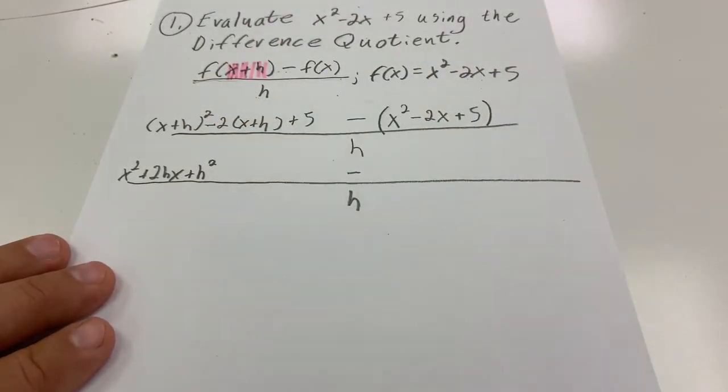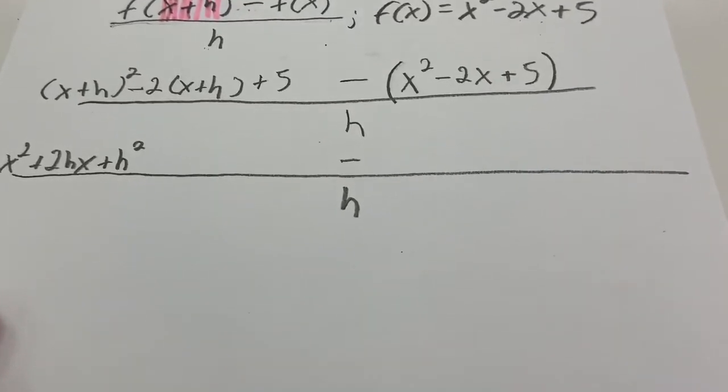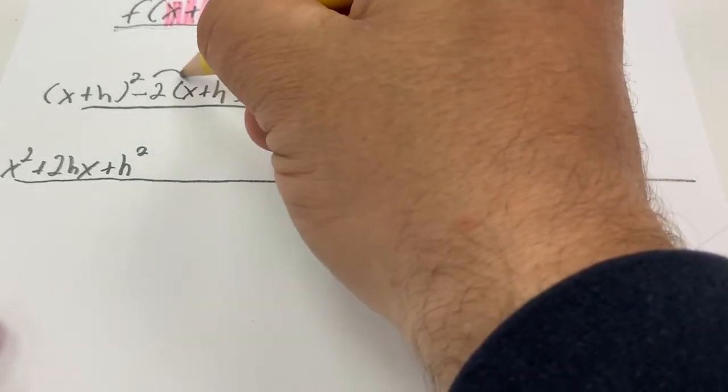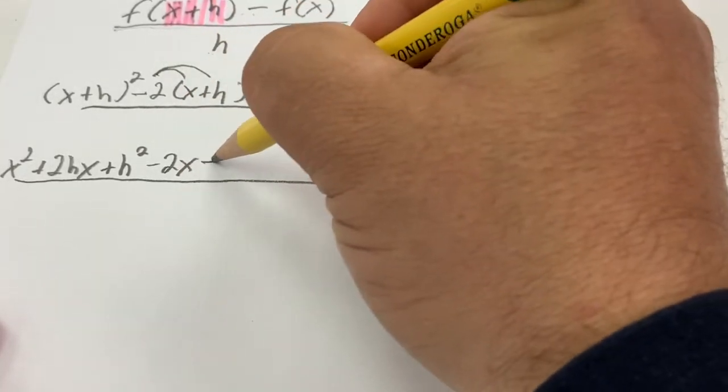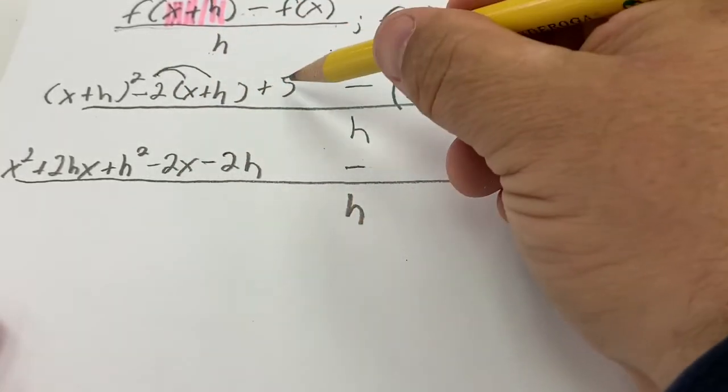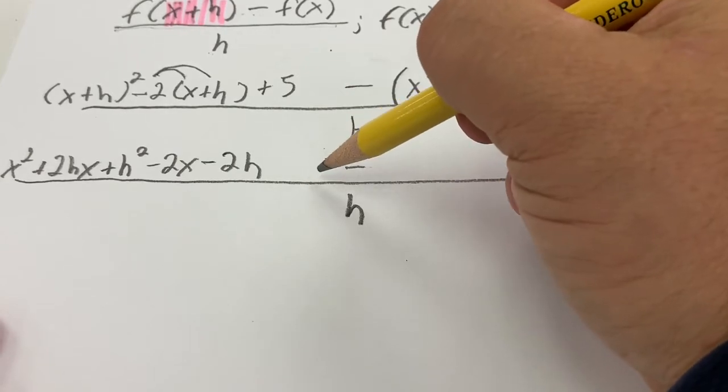I want to distribute the negative 2. Negative 2x minus 2h. Now this plus 5 just falls down.